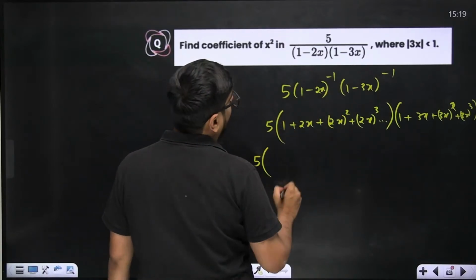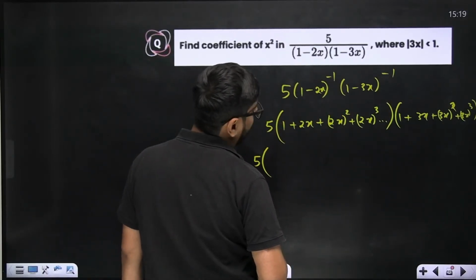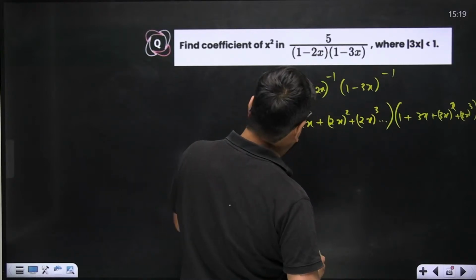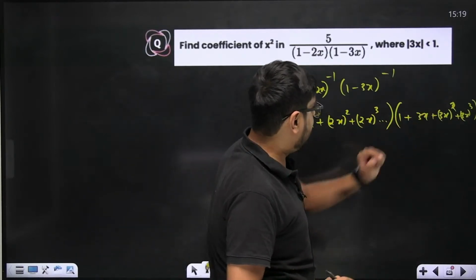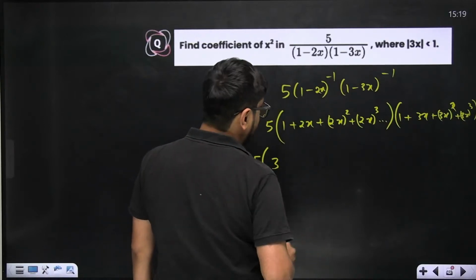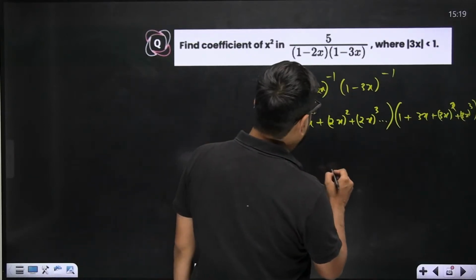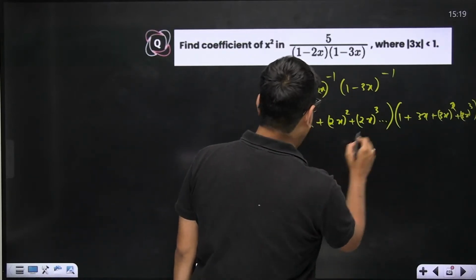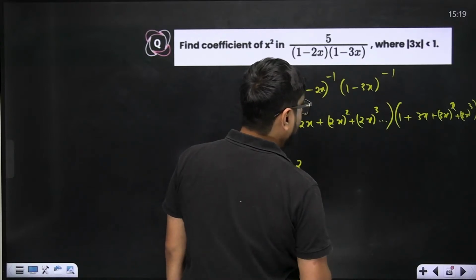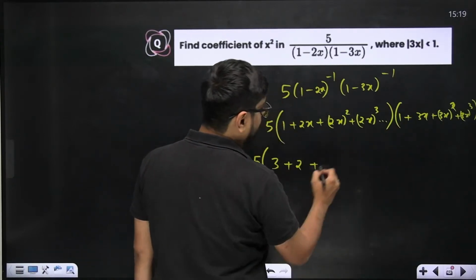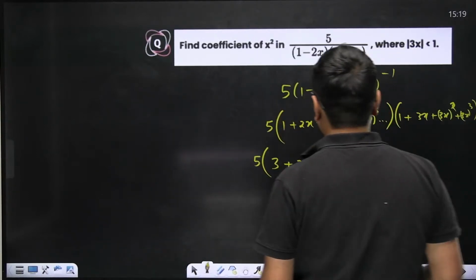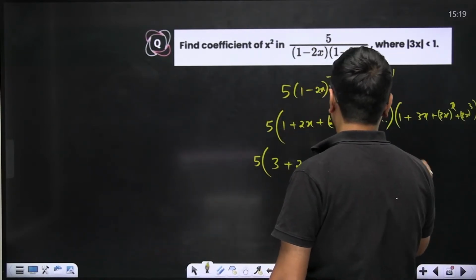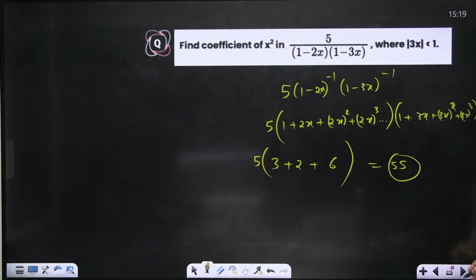So 5. Now coefficient of x square they are asking. So x square will be generated by multiplying 1 and 3x square, so 3, plus 2x square with 1, plus 2. Right? Plus 3 into 2, when we multiply, x square will be generated. So 55 will be the coefficient of x square, should be.